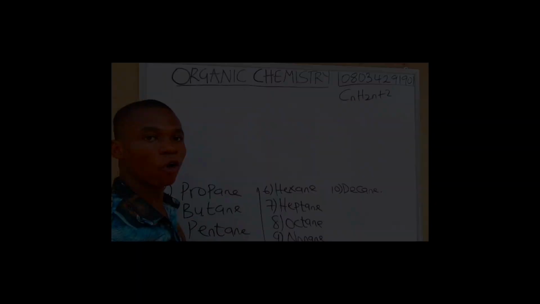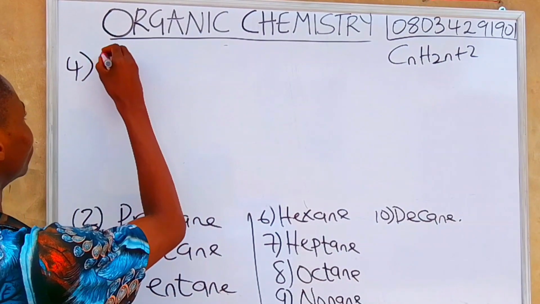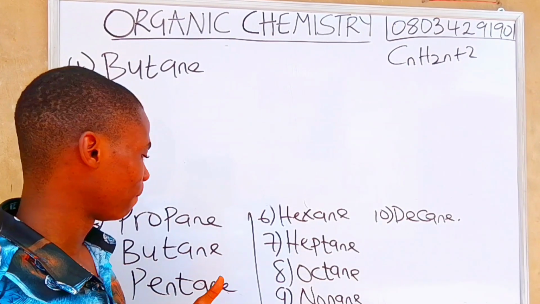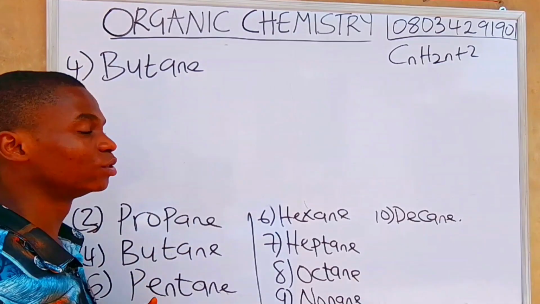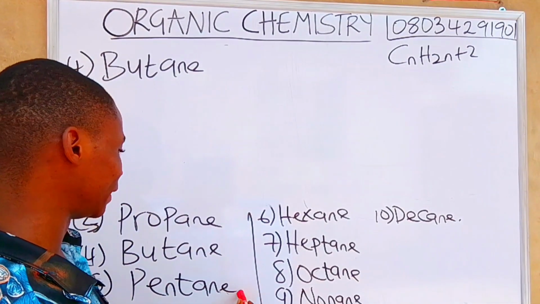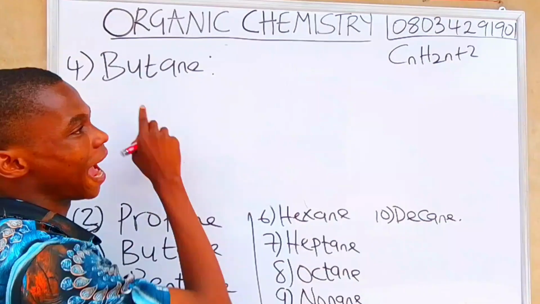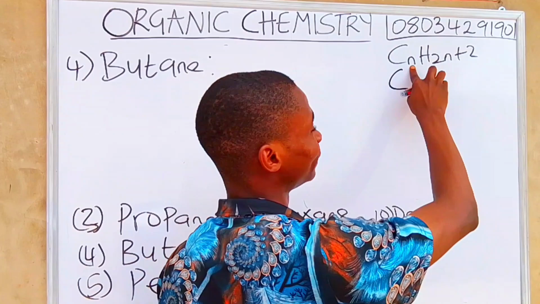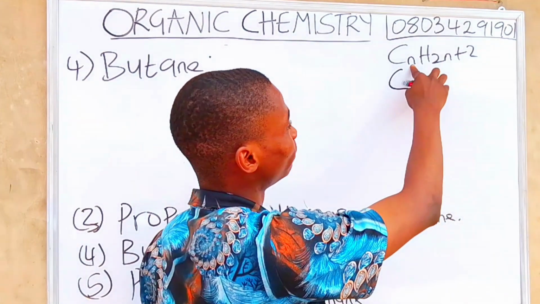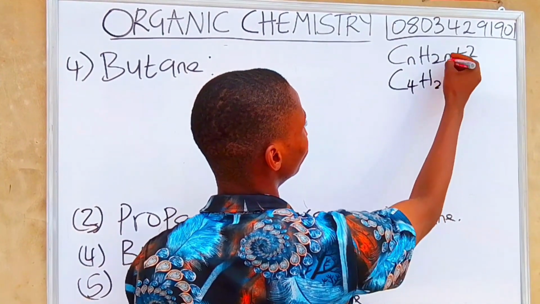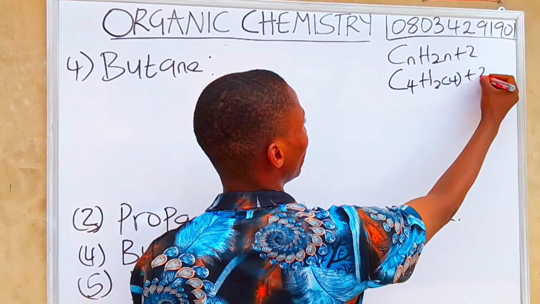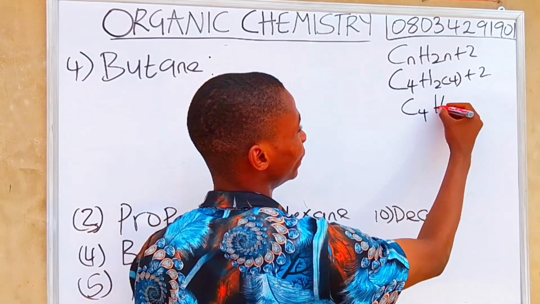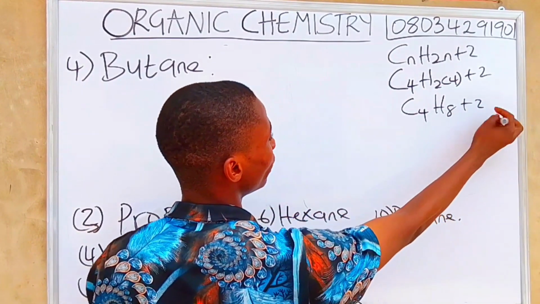Let's move to butane, which is the 4th. Butane is also used as a lighter, while propane is used as a domestic gas. And pentane and hexane are solvents. Butane is the 4th member of alkane. So what do we replace N with? We replace it with 4. H2 times 4 plus 2. You multiply here as usual. So C4, 2 multiplied by 4 gives us H8 plus 2. So it is now C4H10.